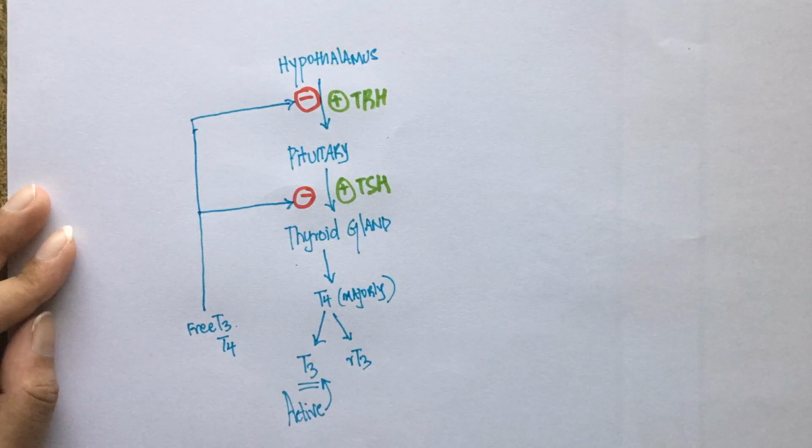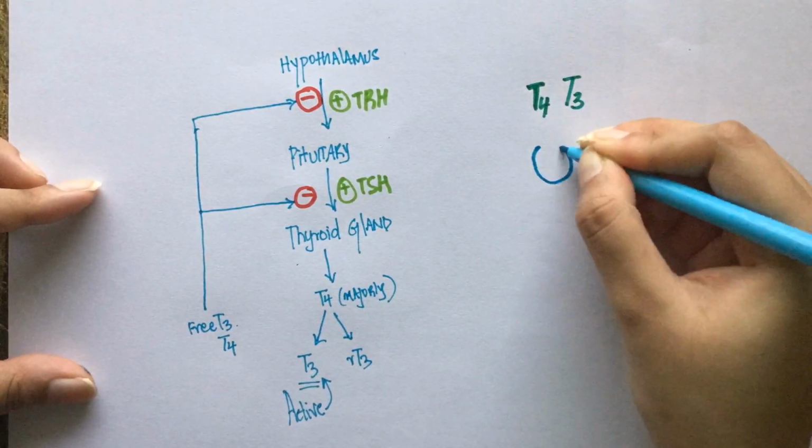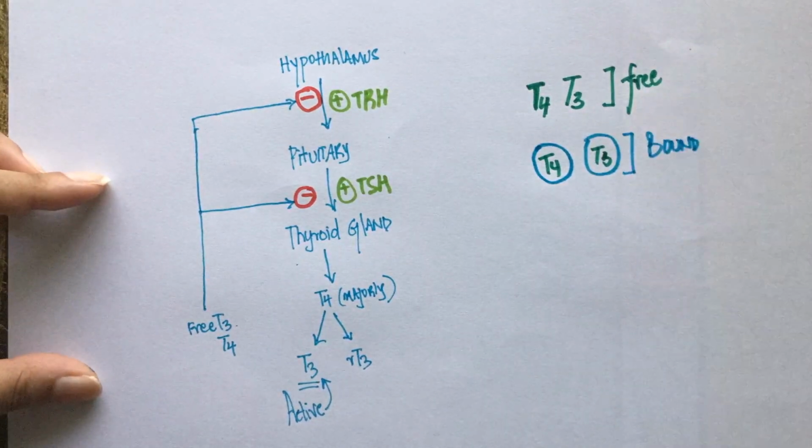You might have noticed that I kept using the words free T3 and free T4. This is because most T3 and T4 are bound to proteins like albumin and thyroid binding globulin. This bound form is inactive. It is only the unbound, that is the free form, that is active.